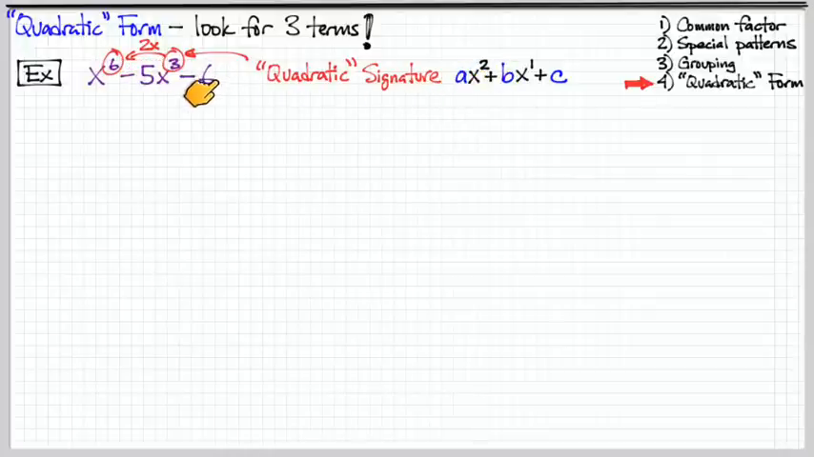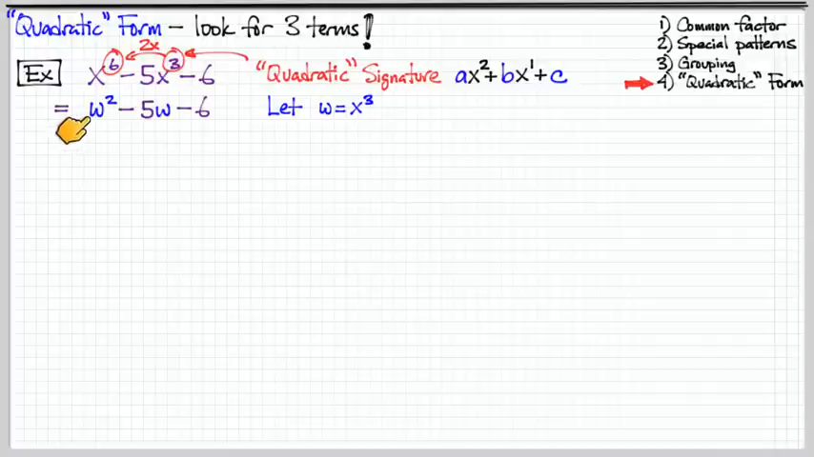And then over here we don't have anything. There's no x term here. There's no x term here. So we can use this method called quadratic form, and the method is this. We're gonna substitute. We're gonna say let w be equal to x to the 3rd. And now we're going to do some substitution where we say instead of x to the 6th, we're going to express that as w squared, because x to the 3rd squared is x to the 6th. Then we have minus 5, and instead of x to the 3rd, we write w minus 6.